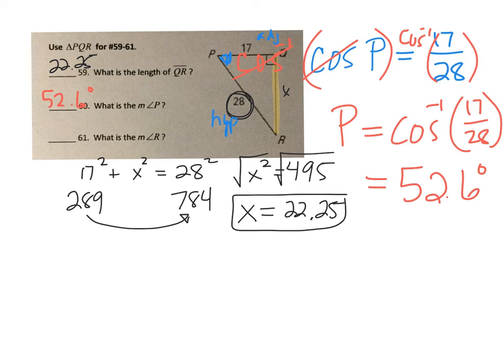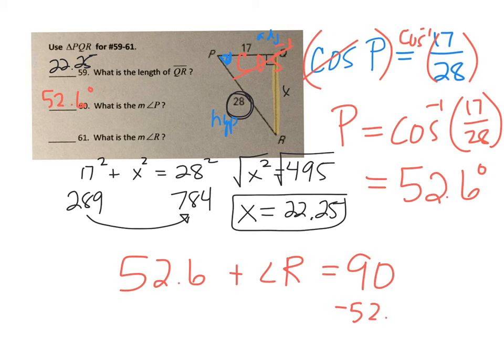Now the last question, what is the measure of angle R? Well, in a right triangle, these two, P and R, have to add up to be 90, because the other angle is already 90. So if I subtract 52.6 from 90, 90 minus 52.6, I get 37.4 as the measure for angle R. So Pythagoras to find the third side, and we use trig to find the measure of that angle.